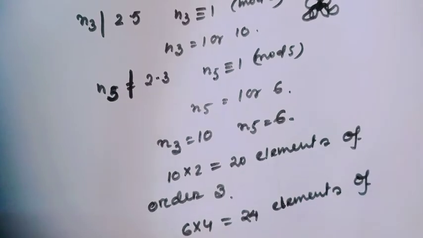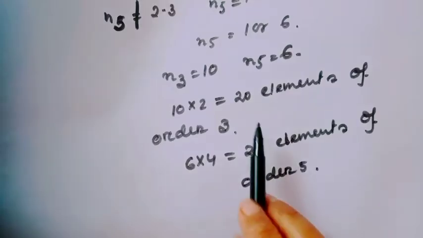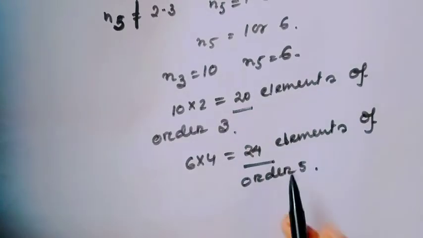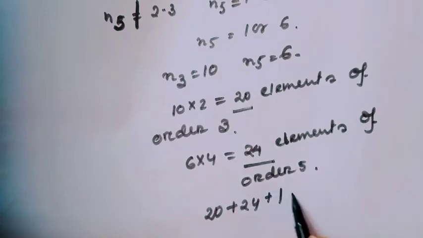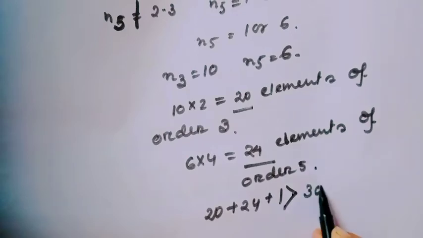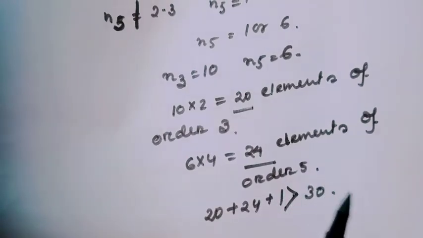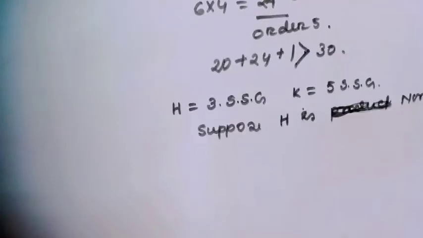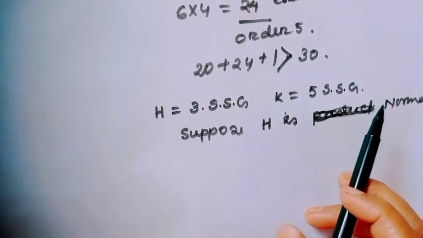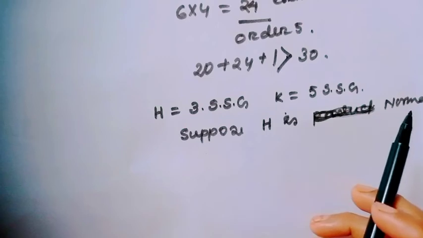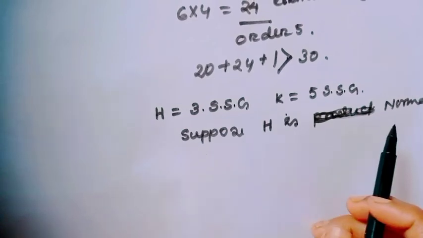of order 5. And here notice 20 elements and here 24 elements. That means 20 plus 24, and the identity always exists, and this exceeds the order of the group. So one of them, that means the Sylow 3-subgroup or the Sylow 5-subgroup, must be normal. Let's consider S is the Sylow 3-subgroup and K is the Sylow 5-subgroup. Since one of them must be normal, consider S to be a normal subgroup.